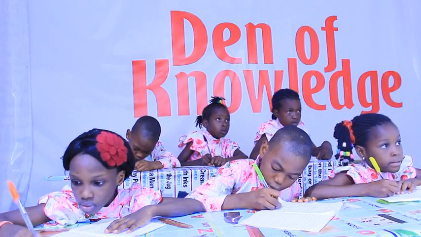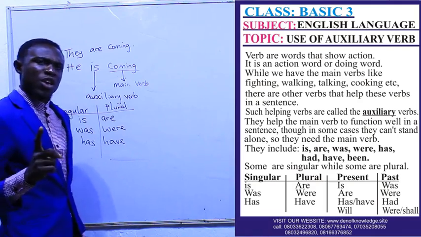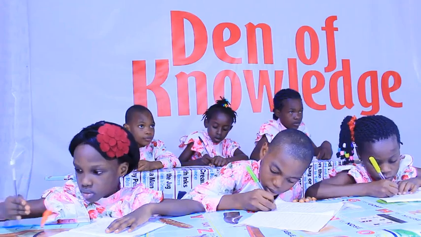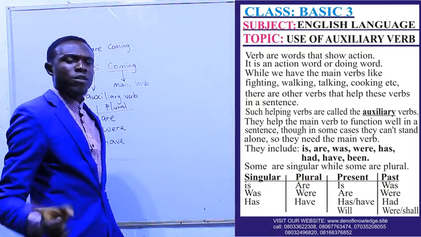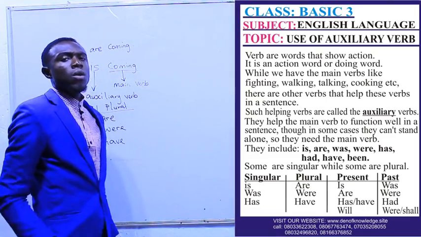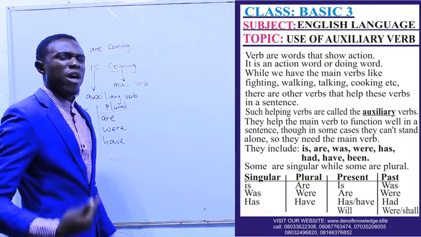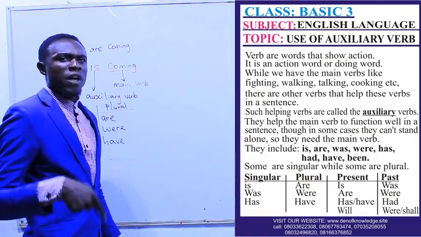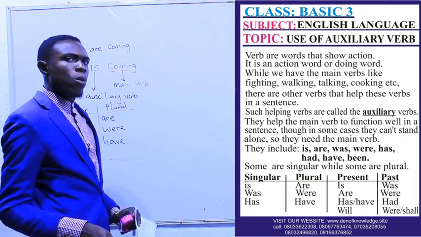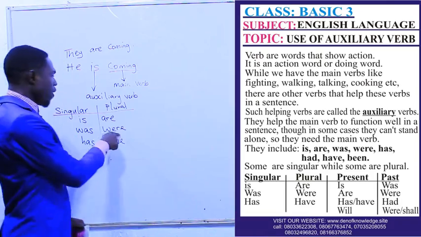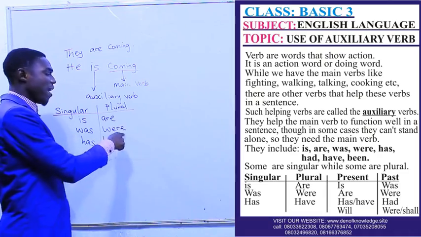Now, these ones here are the singular auxiliary verbs. You can use them to make a sentence. Example, was. You say, he was singing. He was singing. Okay, he, one person. How about when they are more than one? You cannot say they was singing. You say, they were singing.